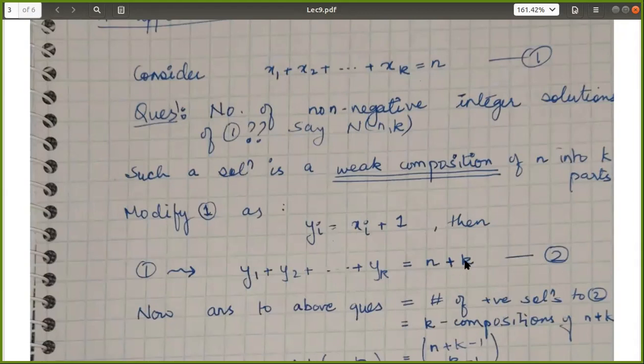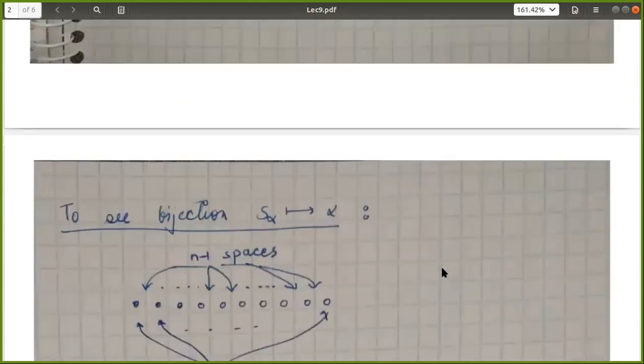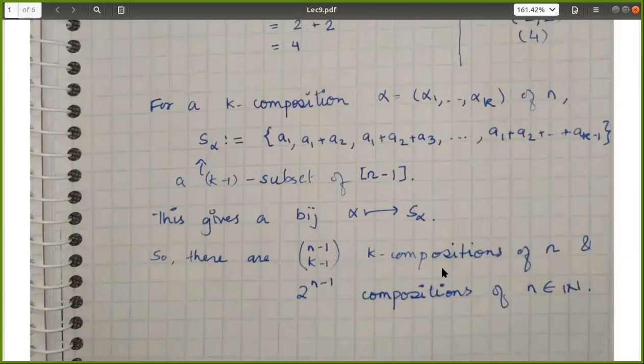Right? And what is that number? Quickly. Let me go back to the slide where we wrote this. So k compositions of n are n minus 1 choose k minus 1. Right?